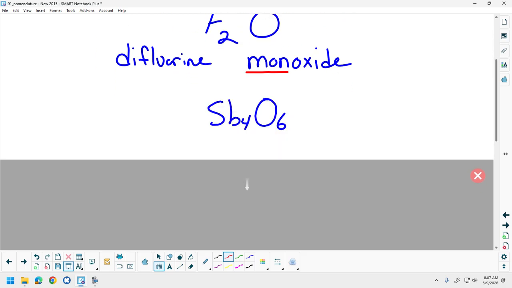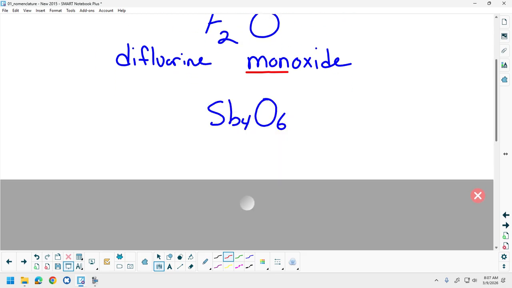For our next example, we've got antimony, and there's 4 of them, so this is going to be tetraantimony. And we've got oxygen, so this is going to be oxide, and there's 6 of them. And the prefix is hexa, but again, oxygen starts with a vowel, so we're going to call this hexoxide.